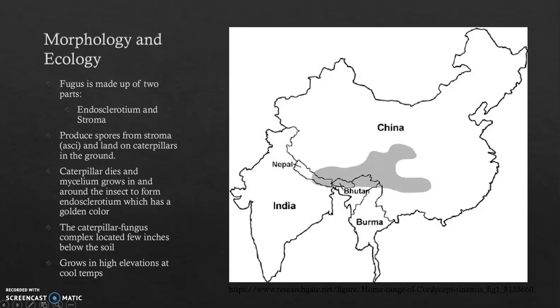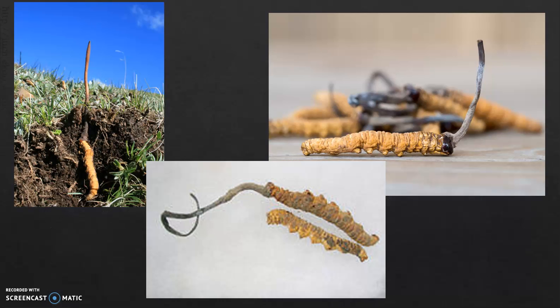for Ophiocordyceps sinensis. So here's just some pictures of what this fungus looks like. You can see that it contains the caterpillar within this herbal fungus, and you can see the stalk coming out of the soil there on the left, which just kind of sticks out of the soil a little bit, which is one reason why it's so hard to find.